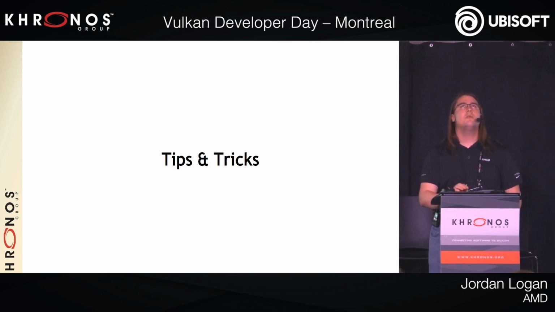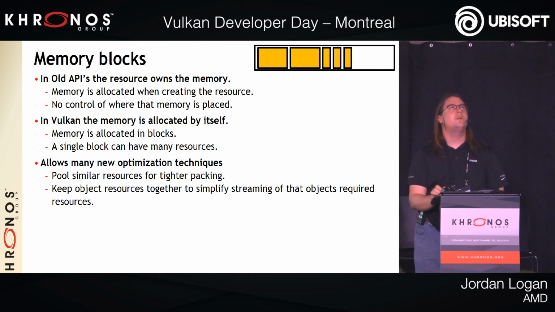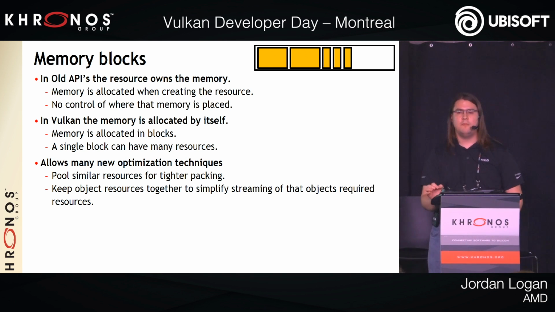So next I wanted to talk about all the different ways you can actually improve your memory allocation, apart from just selecting the most optimal memory type. First off, and just a quick overview of this because it is very important, Vulkan allocates memory in memory blocks. In older APIs, the resource was the owner of the memory, and you could not control where you placed your memory. But in Vulkan, you allocate the blocks yourself, and then you decide where the resources go in that. So a single memory block can actually have many resources in it.